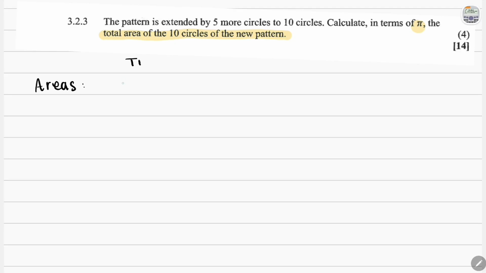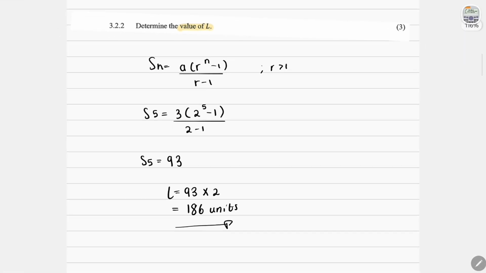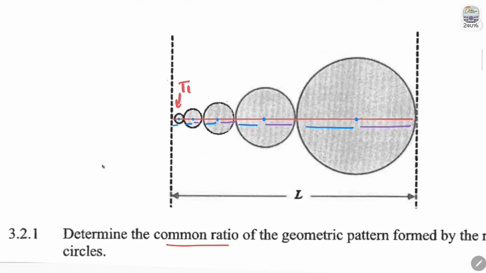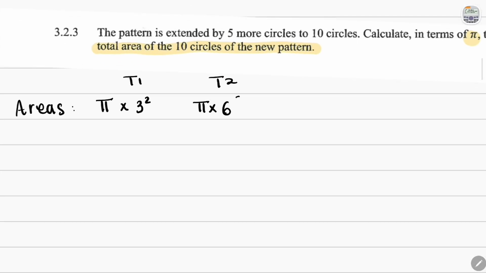Circle 1, or term 1, its area is going to be pi radius squared. So pi multiplied by, the radius was 3, so that's 3 squared. Okay, and so term 2 would be pi times the next circle's radius. So you see that the ratio was 2, and you can actually just use your Tn formula to find it, but it was 2, meaning each term is going to get multiplied by 2 to get to the next term. So 3 times 2 is 6, meaning the next radius is 6. So this is 6 squared.